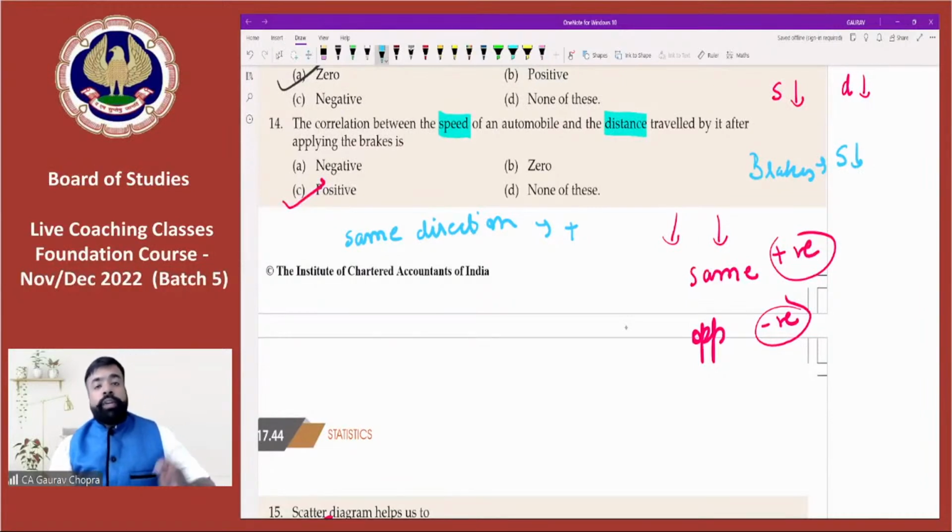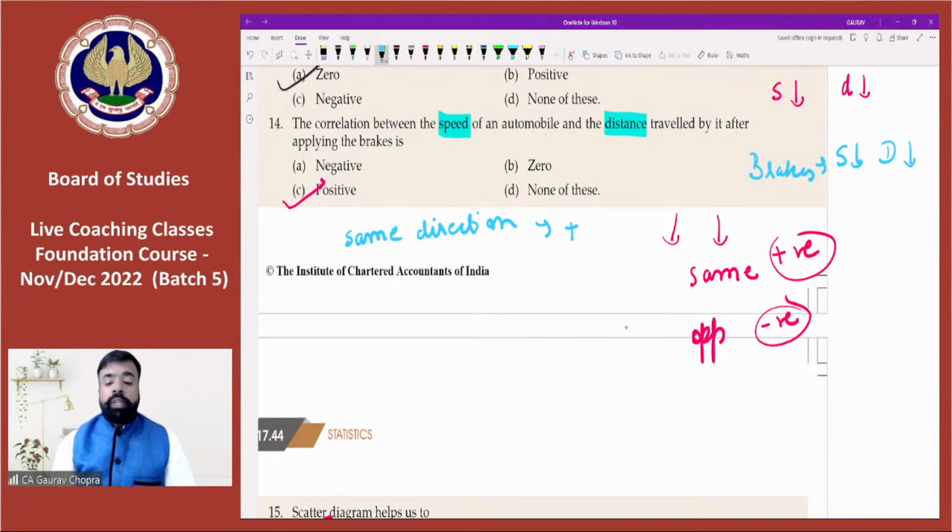Like if a car is moving at the speed of 100 kilometers per hour and we try to apply the brakes, the speed goes down: 90, 80, 70, 60, 50, 40, 30, 20, and so on. Speed decreases, and the distance traveled also decreases. Earlier the speed was 80 kilometers per hour, so the distance covered was more. But now since speed is getting reduced, distance covered will also get reduced.